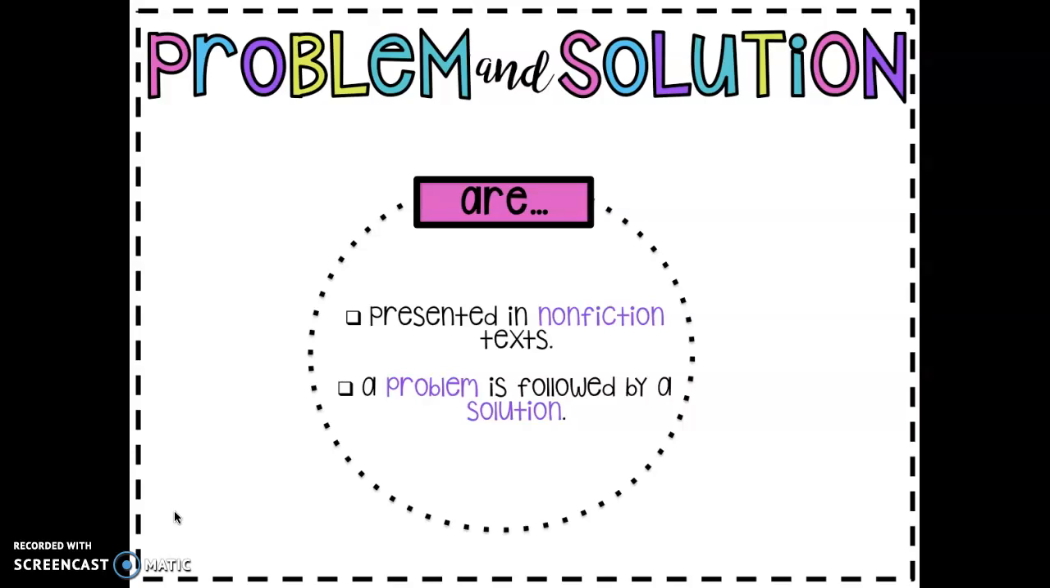So what exactly are problem and solution? Well, most problems and solutions are shown in nonfiction text. And remember, a nonfiction text is a text that has actually happened in real life. A problem is also followed by a solution. Now, a problem is what is wrong in the story, and a solution is how that problem is solved. Now, keep those things in your brain as we continue with problem and solution in the text we're reading this week.